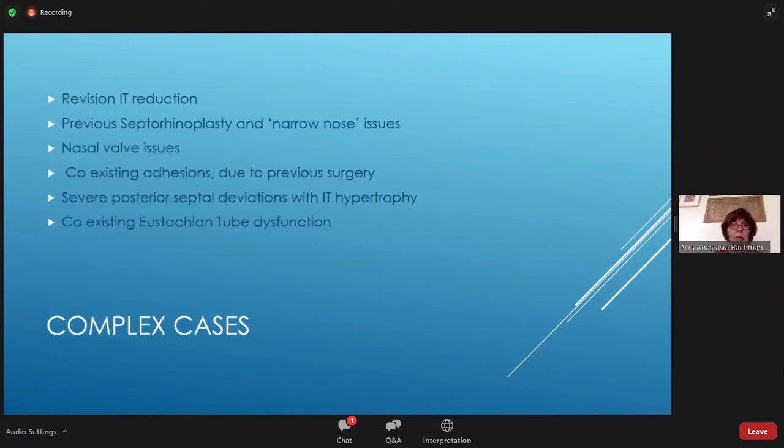Other cases, the more complex cases, could be revision cases. So they had a reduction of inferior turbinates before, and they come back after a few years. It could be, as I said, a septorhinoplasty with a very narrow nose, or indeed nasal valve issues that will not be completely solved with an inferior turbinate reduction, but you can buy some space. You may have to treat coexisting adhesions due to previous surgery, and also severe posterior septal deviation with the inferior turbinate hypertrophy, or you may combine the inferior turbinate reduction with eustachian balloon tuboplasty.